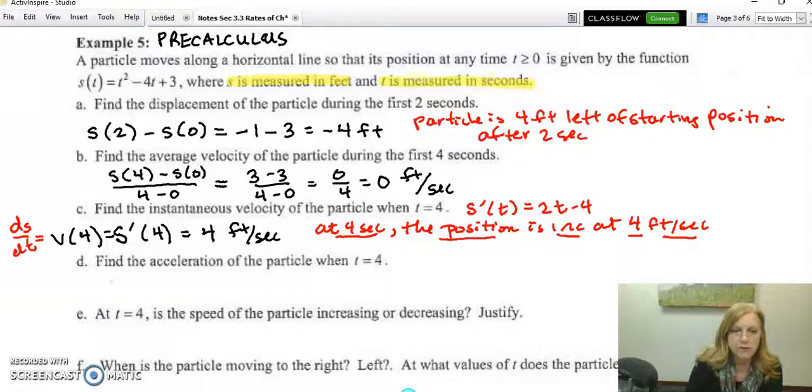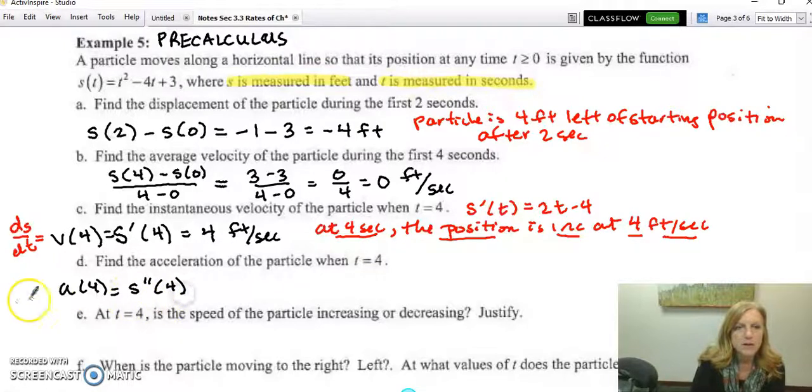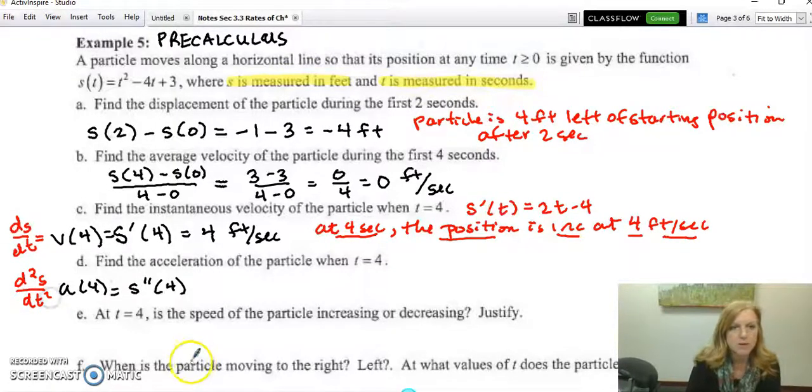All right, find your acceleration at t equal to 4. So acceleration is going to be a of 4, which is going to be our second derivative at 4. And if I was going to use my notation to remind myself what it is, this would be your second derivative of s with respect to time twice. All right, we'll go ahead and do that.